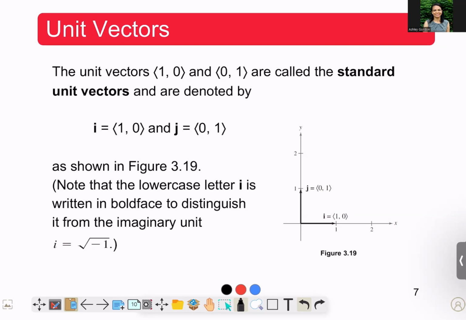So you'll see them in boldface to let you know they're a vector. Sometimes you see a little, they call it a hat, but it's just like a little caret, like the caret on the keyboard, on top of these vectors. Or I'm going to use the arrow on top like we've been doing for the other vectors. So we can write any vector in terms of the unit vectors, the standard unit vectors.